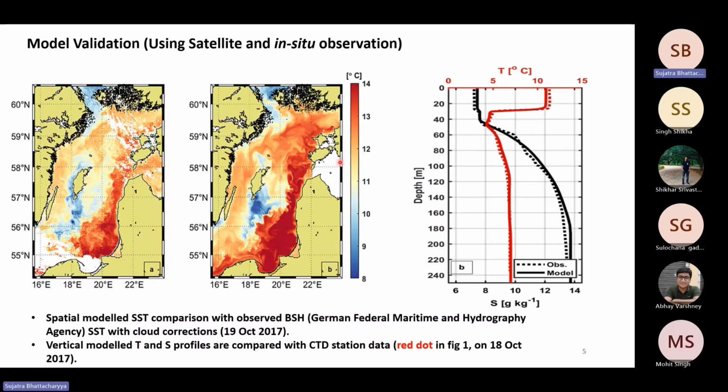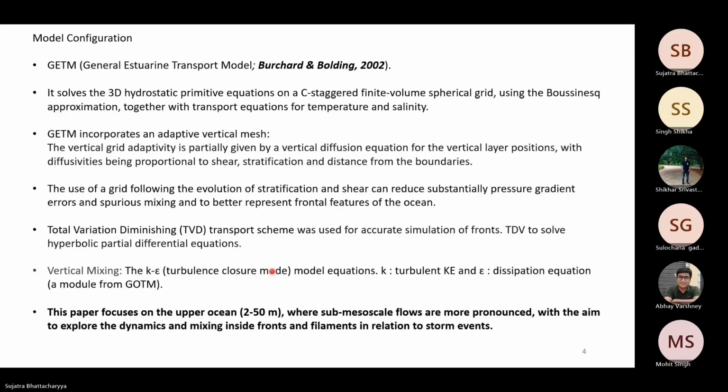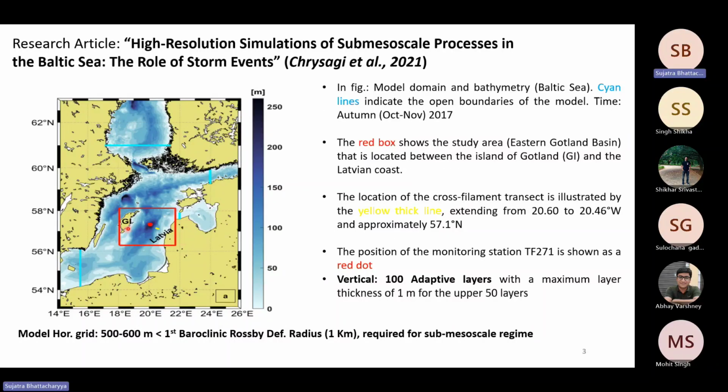This is their validation of the model output. They have taken the BSH, a German SST product, and this is their model output. This is Gotland Island, and this is the coast of Latvia. Within that region, they are focusing their study.